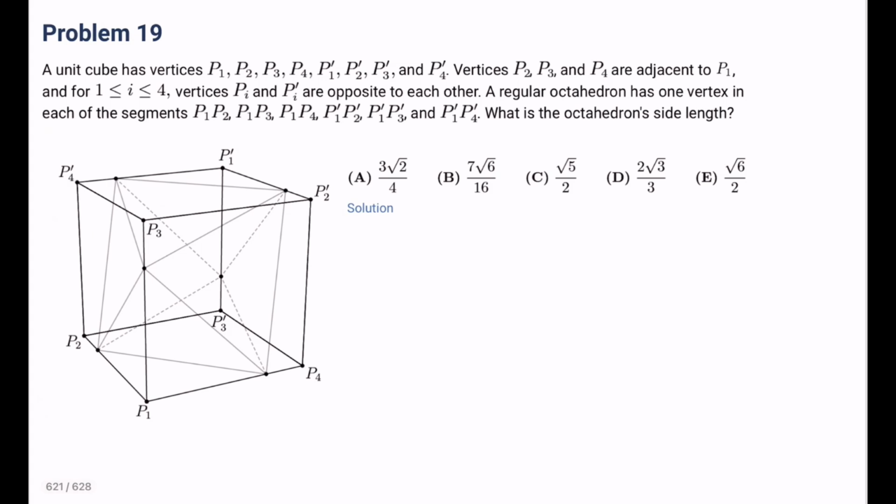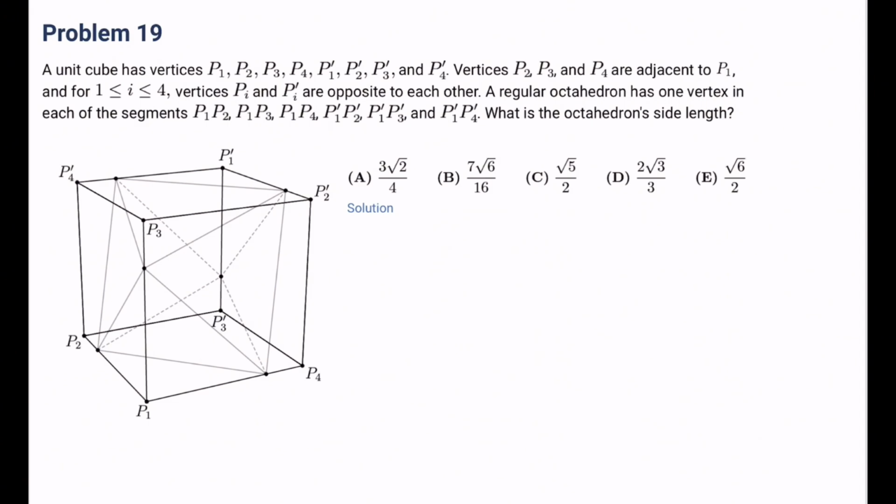Number 19, a unit cube has vertices P1, P2, P3, P4, P1 prime, P2 prime, P3 prime, and P4 prime. Vertices P2, P3, and P4 are adjacent to P1. And for i between 1 and 4, vertices Pi and Pi prime are opposite to each other. A regular octahedron has one vertex in each of the segments P1P2, P1P3, P1P4, P1'P2', P1'P3', and P1'P4'. What is the octahedron side length?